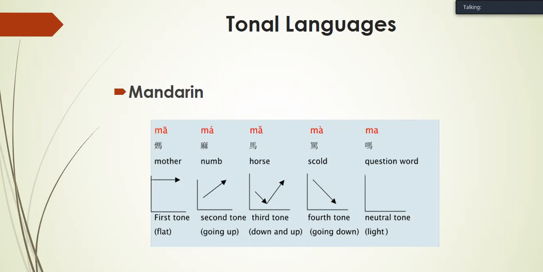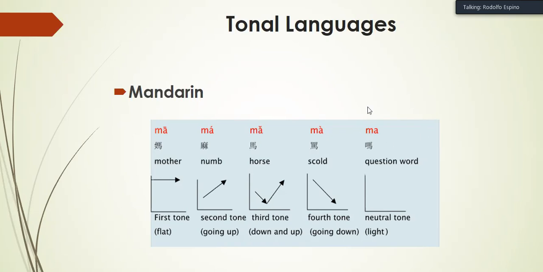Okay. The third tone, which is horse, is a low-high tone, which is down and up, which is ma. Okay, ma. You drop and then you go up. Now you are saying horse. And then the last, which is scold, you say with the fourth tone, which is a very sharp downward tone, which is ma. Okay, ma. Now you're saying a totally different word.